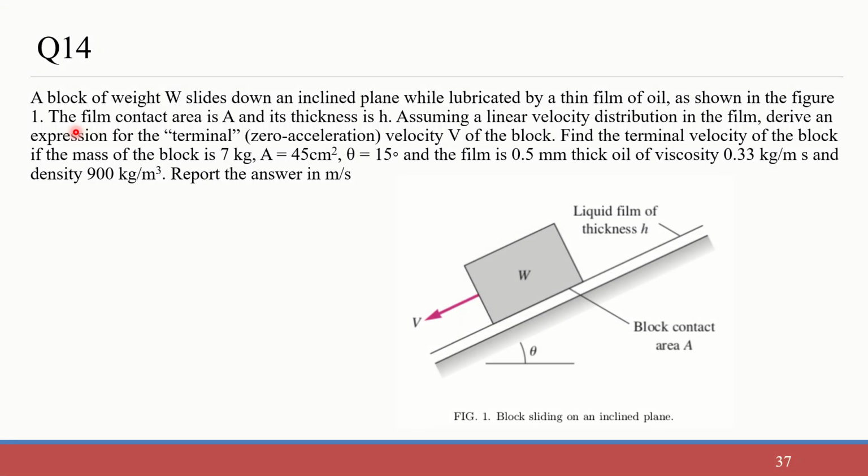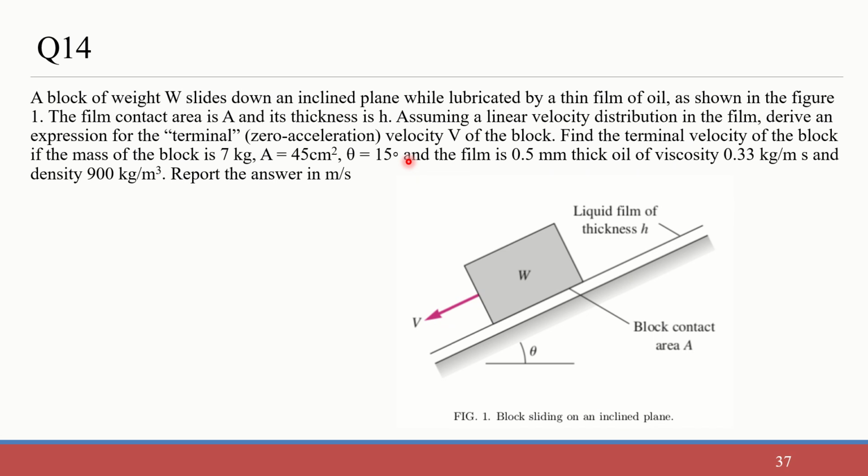So what is asked in the question? We'll just read the question. A block of weight W slides down an inclined plane while lubricated by a thin film of oil as shown in figure 1. The film contact area is A and its thickness is h. Assuming a linear velocity distribution in the film, derive an expression for terminal velocity v of the block. Find the terminal velocity of the block if the mass of the block is 7 kg, A equal to 45 cm square, theta is equal to 15 degree, and the film is 0.5 mm thick, oil of viscosity 0.33 kg per meter second, and density 900 kg per meter cube. Report the answer in meter per second.